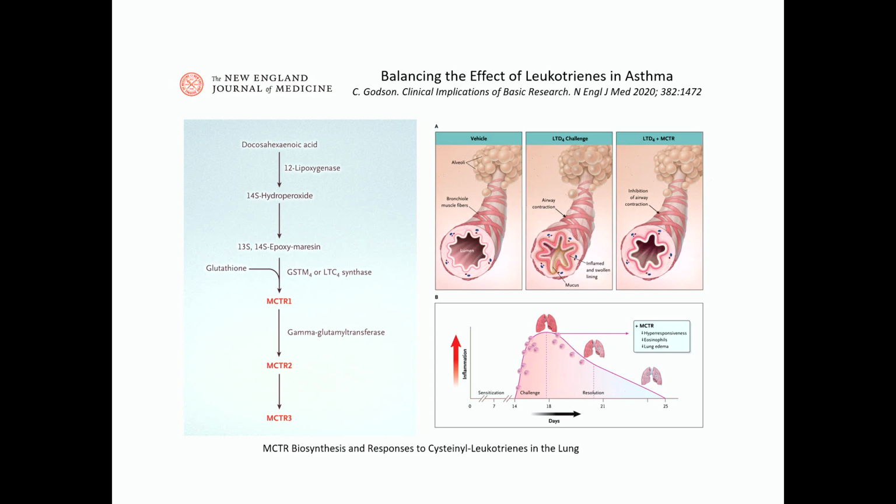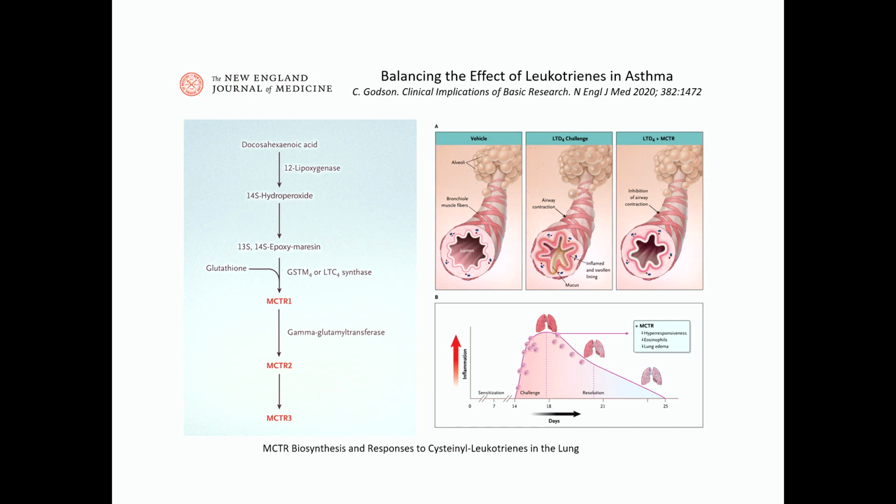cysteinyl-containing lipid mediators. As in this set of work, we identified in human lung maresin conjugates that are glutathione adducts, as well as protectin glutathione adducts, PCTRs. So the biosynthetic pathway is shown here. Instead of leukotriene A4, there's an epoxy maresin intermediate that leukotriene C4 synthase can actually attach glutathione to.